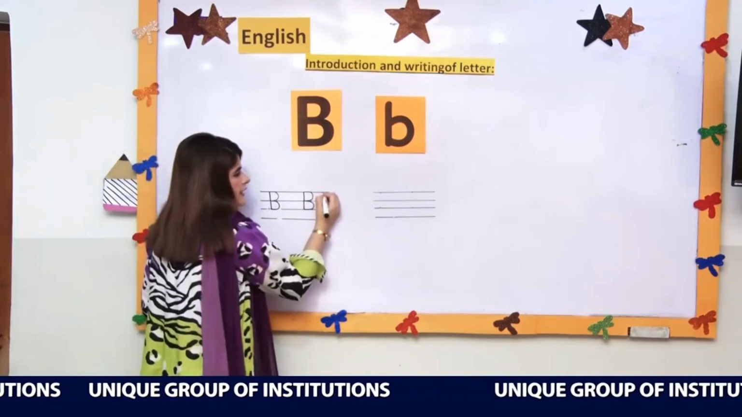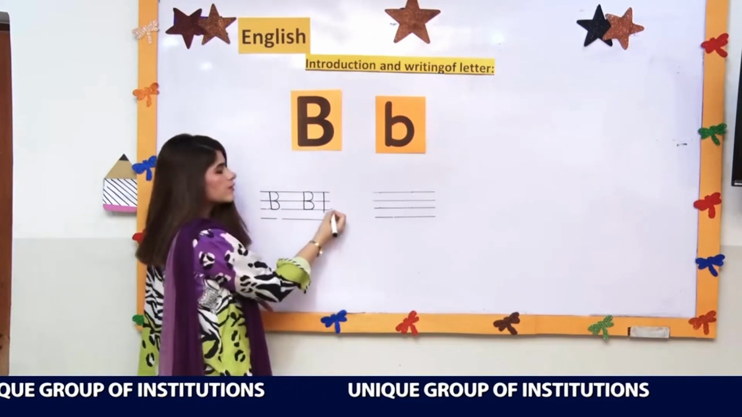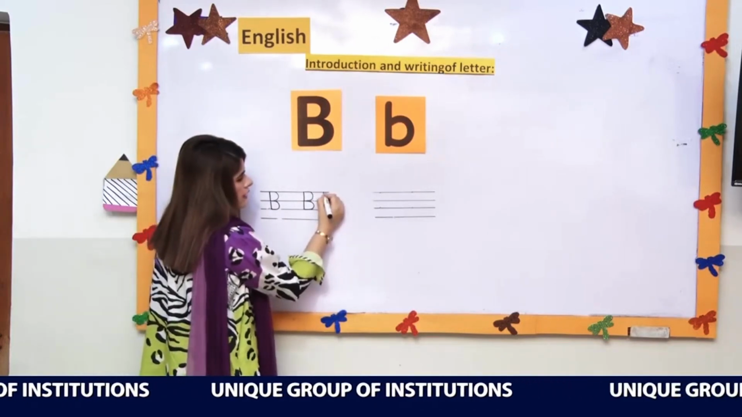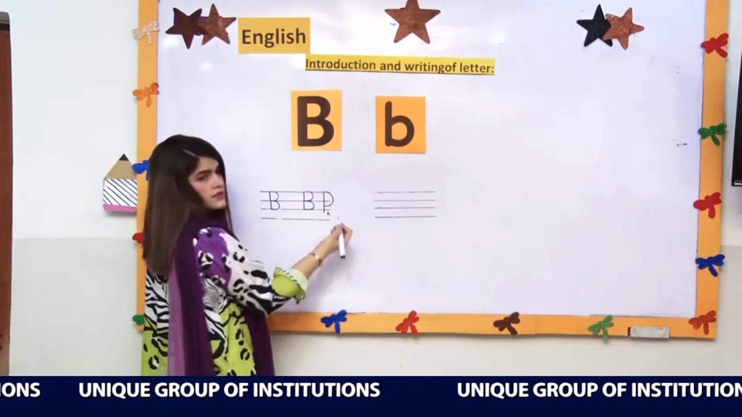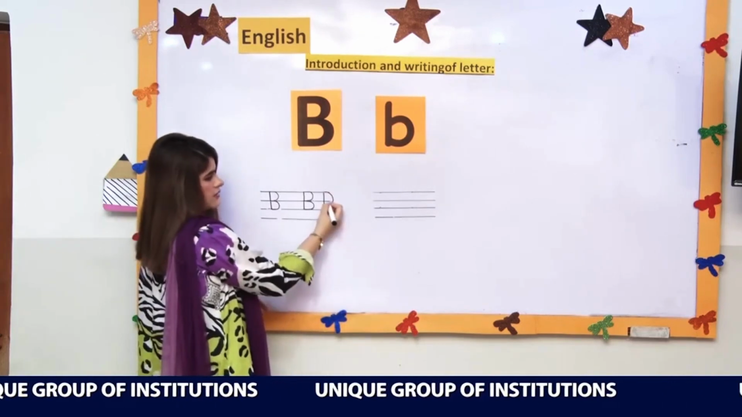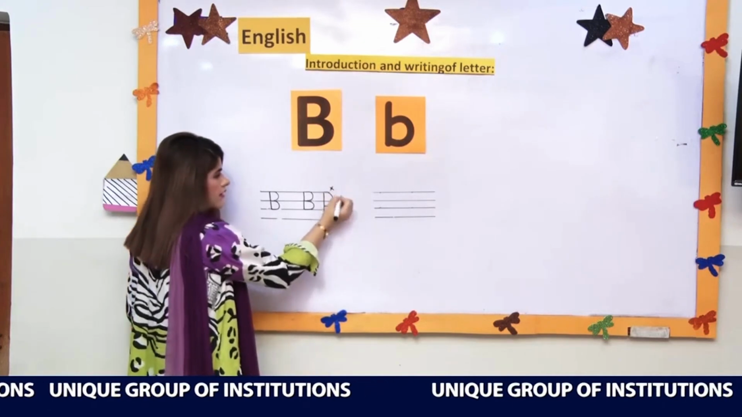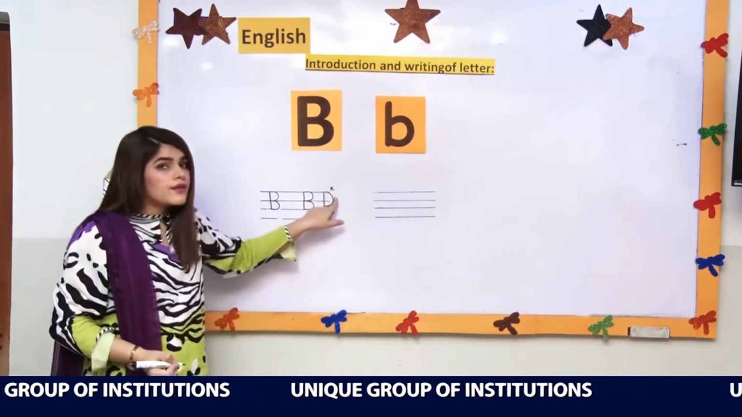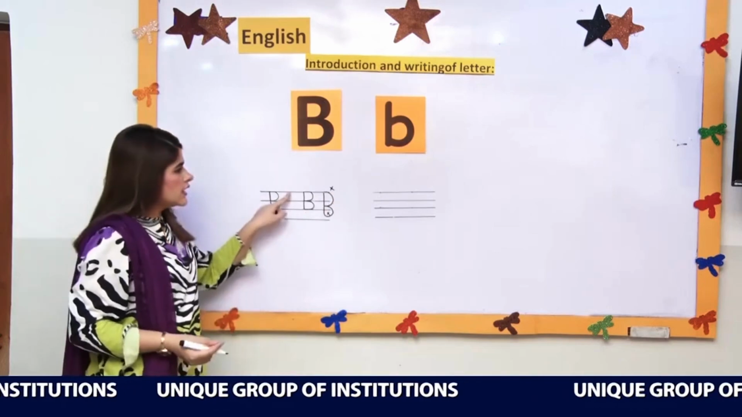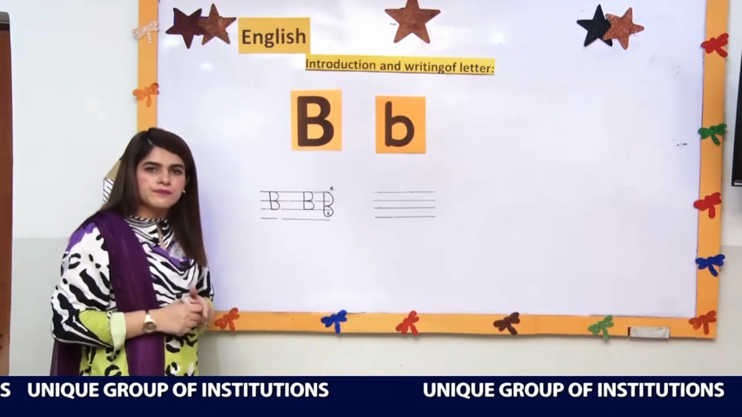We cannot go out of the lines. We cannot write like this. The standing line is going out. No. This is so big and this is so bad because this is not touching the middle line. And then we cannot make it like this. This is a wrong B. We have to follow the lines.